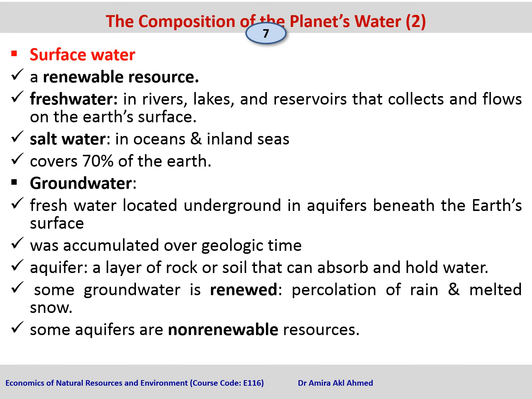In contrast to surface water, groundwater collects in porous layers of underground rock known as aquifers. In other words, an aquifer could be defined as a layer of rock or soil that can absorb and hold water. Some groundwater is renewed by percolation of rain or melted snow. Most of groundwater was accumulated over geologic time. Some aquifers are non-recharging because of their location. Thus, they are non-renewable resources. I mean that these aquifers cannot be recharged once they are depleted.